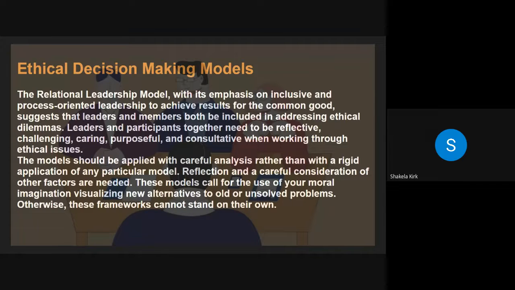The models should be applied with careful analysis rather than with rigid application of any particular model. Reflection and careful consideration of other factors are needed. These models call for the use of your moral imagination, visualizing new alternatives to old or unsolved problems. Otherwise, these frameworks cannot stand on their own. The leadership process is filled with daily ethical dilemmas and problems that do not have readily identifiable solutions. It is not solely the responsibility of the leader to address these dilemmas or confront unethical behavior.